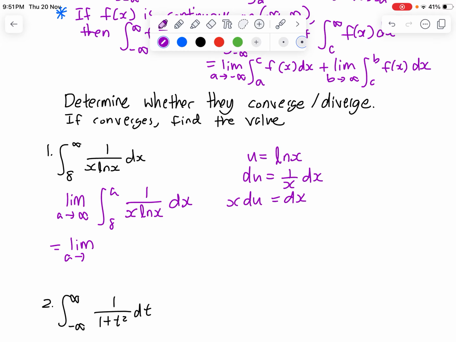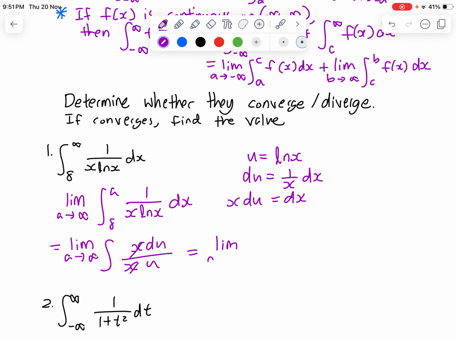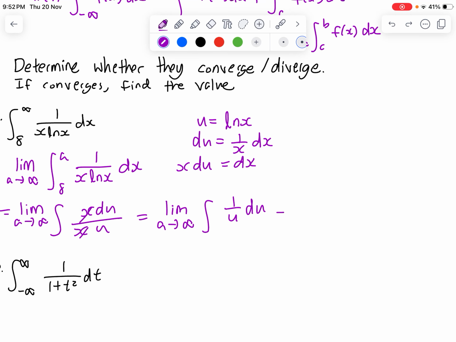To solve this, I'm just going to leave the limit as it is, and I want to remove the bounds for now because I'm doing u-substitution. For dx, I replace it with x du. So dx is gone, and I have x du over x times ln of x, which in this case is u. And we see that we can cancel out the x. We get the limit as a approaches infinity of 1 over u du. Notice I don't have the bounds because I'm doing u-substitution, so for now I don't want them, but I'll put them back in later.